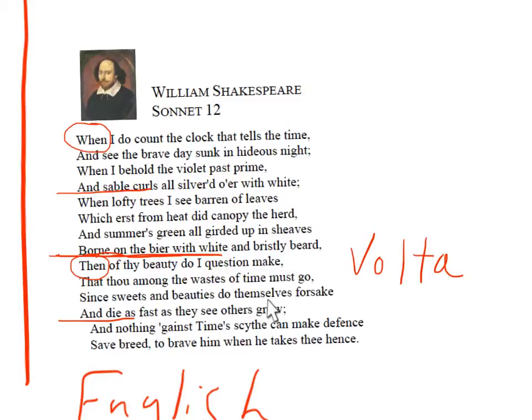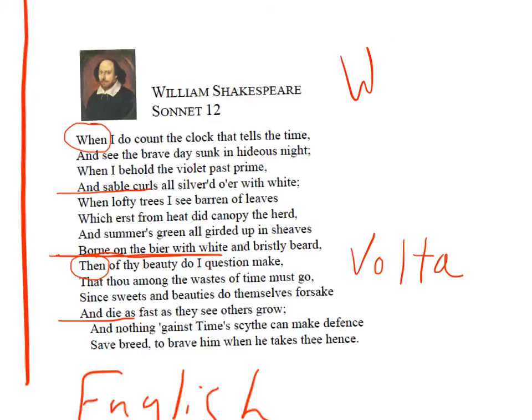And here's kind of the couplet, which sometimes in a sonnet is actually going to act as kind of a thesis statement. "And nothing against time's scythe can make defense, save breed to brave him when he takes thee hence." So as you can see, there's nothing to do against time's scythe, save breed, except for to have children. And that's the theme that you see throughout many of the early sonnets, that nature is going to decay, you're going to decay, and the only thing that you can do is have children.